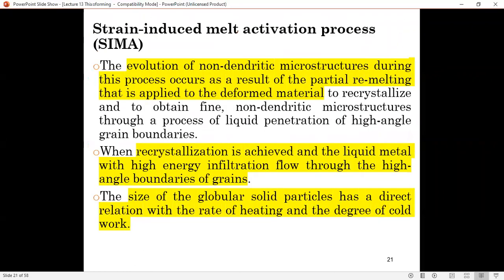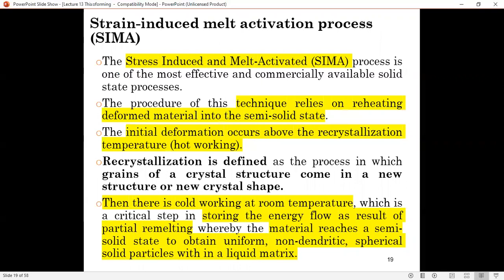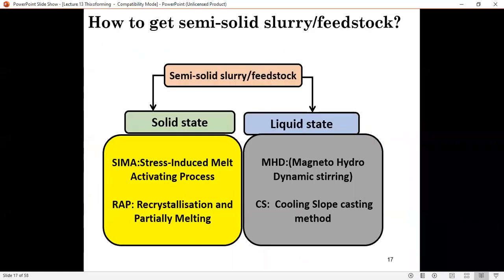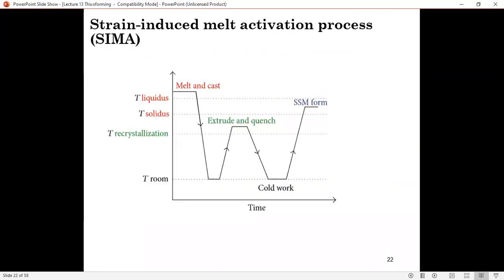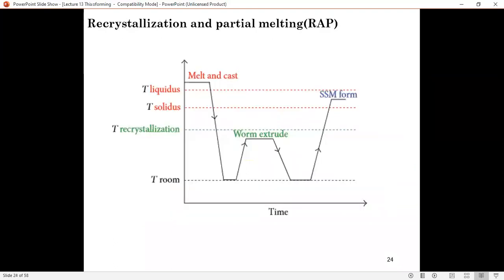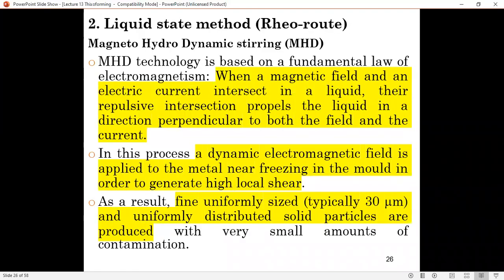So to make the pellet for the Thixoforming process, you can do it in solid state. Under solid state, you have SIMA and you have RAP. Basically, the difference between the two is the initial plastic deformation that happens for SIMA is above the recrystallization temperature, but for RAP is below. So that's a difference. There are also other methods to make raw materials using liquid state methods.